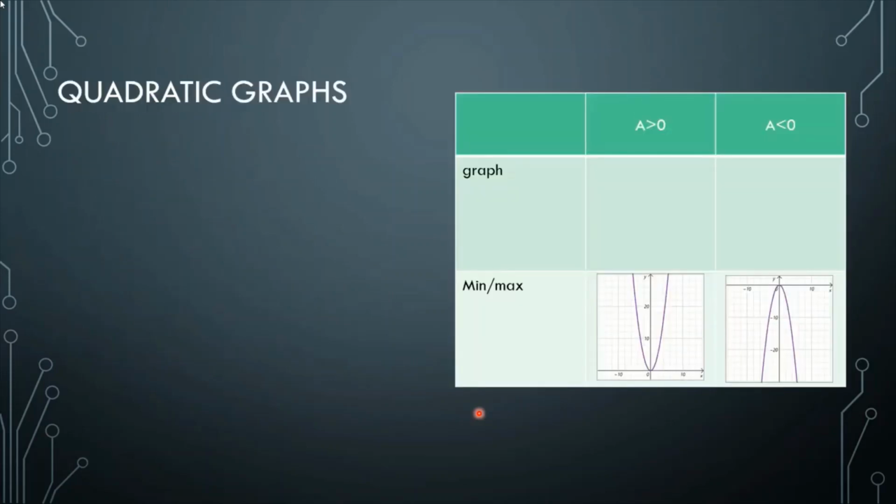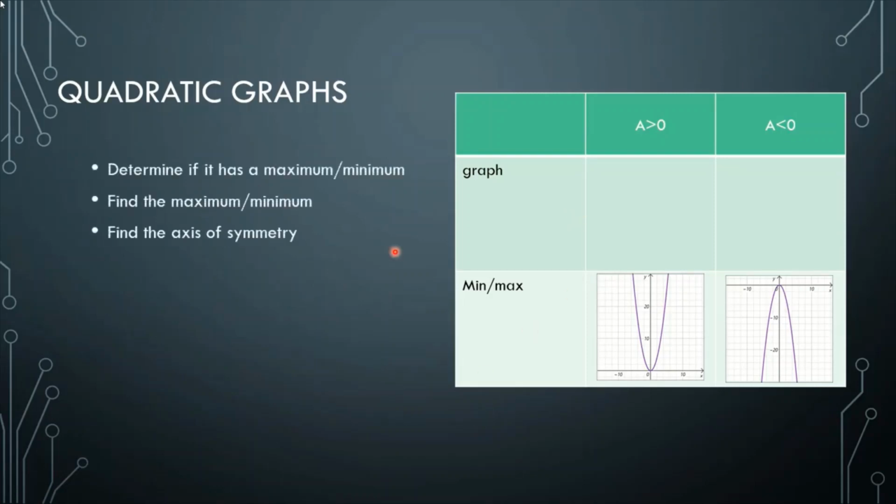Alright, so let's look at some main things when it comes to quadratic graphs. So some main things include determining if it has a max or a min, then finding the max or the min. Now the maximum or the minimum would be the same as finding the vertex. And then finding the axis of symmetry is helpful because with parabolas, you can split it down the middle and it's like a mirror image. So if you find one point on one side, you can find another point on the other side.